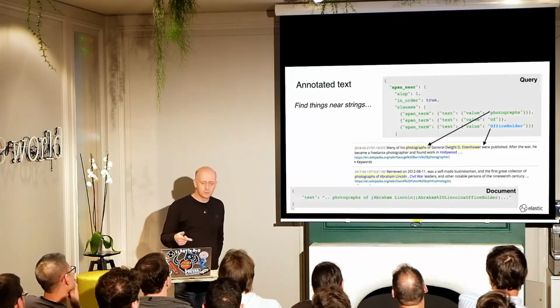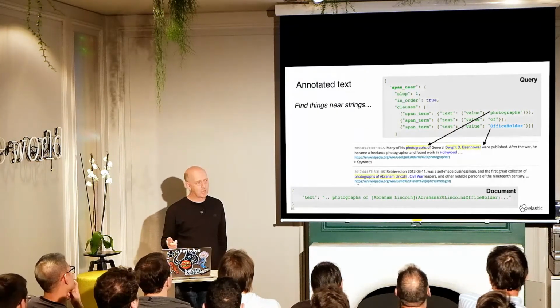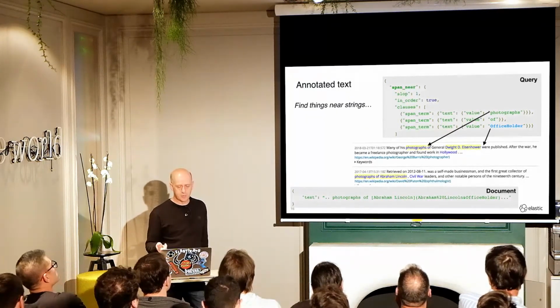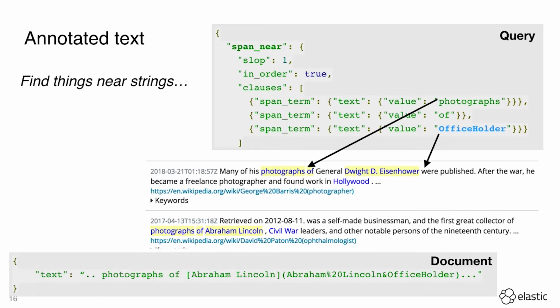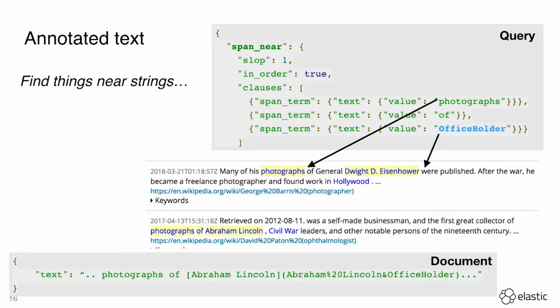That now means that we can find things near strings, so we can actually use that type. So this is a query which doesn't get used a lot because span queries aren't things that end users tend to type, because it requires you to put JSON together, which is a bit of a user experience challenge, I think. Once we build a GUI that lets people do this, then they've got so much power in their fingers. It's incredible. So I can do a search for the word photographs, near the word of, and then near the type office holder.